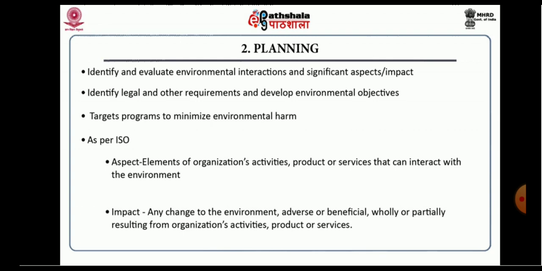The second point is planning. Identify and evaluate environmental interactions and aspects or impacts, and legal and other requirements, and develop environmental objectives and targets to be fixed to minimize the environmental harm. So this is very important in the planning section. As per the ISO, aspects are elements of organization activities, products or services that can interact with the environment. And impact is any change to the environment, adverse or beneficial, wholly or partially, resulting from organization activities, products or services. So these are the points available in planning.